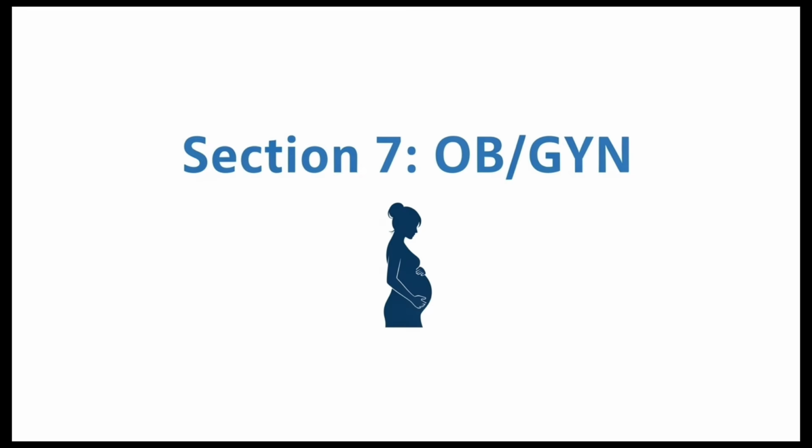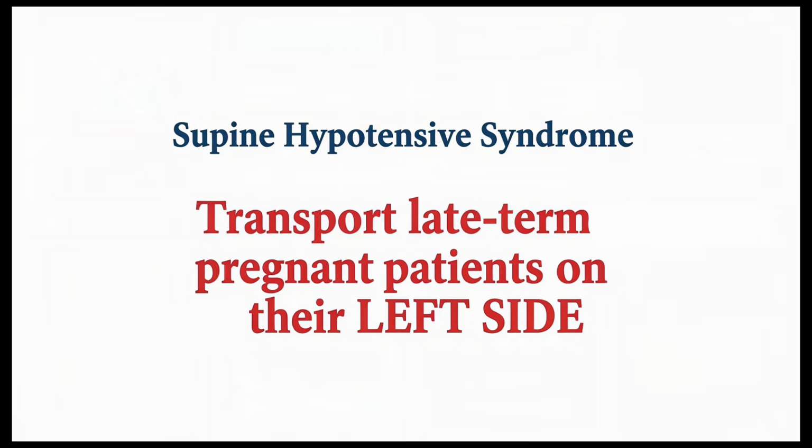This section covers pregnancy, labor and delivery, and complications. First, a pregnant patient's blood volume increases by up to 50%, meaning they can lose a lot of blood before showing signs of shock. A critical concept is supine hypotensive syndrome. In a late-term pregnant patient, the weight of the uterus can compress the inferior vena cava when they lie on their back, causing a drop in blood pressure. Transport these patients tilted or lying on their left side.